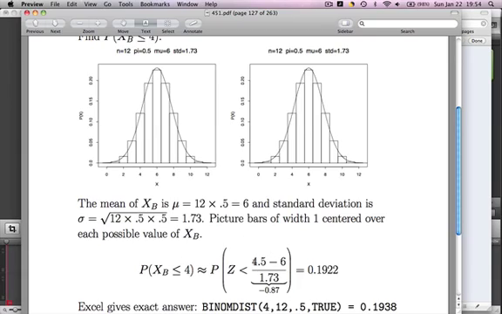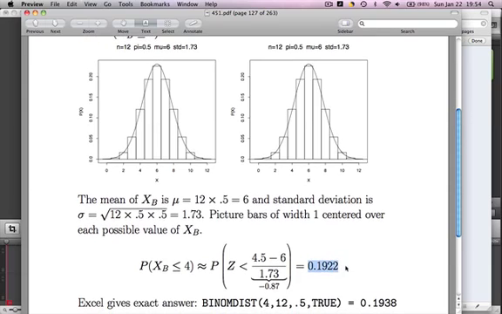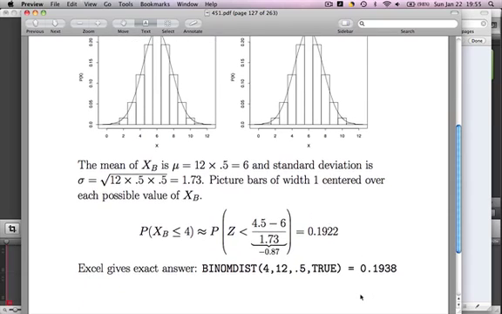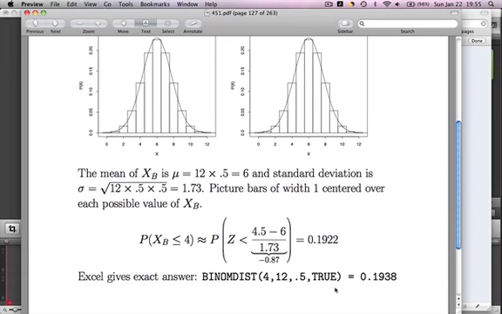Okay, so we're going to find the chance that z is less than 4.5. So 4.5 less its mean, divided by its standard deviation. We get minus 0.87. We can go look that up with norm dist, and we find 0.1922. So using the normal approximation, we think that the chance that we would have 4 or fewer heads would be 19.22%, whereas in fact the real number is 19.38%. That approximation is not bad. That's pretty close, and that's only with a sample size of 12. If you turn it up some more, it will only get better.